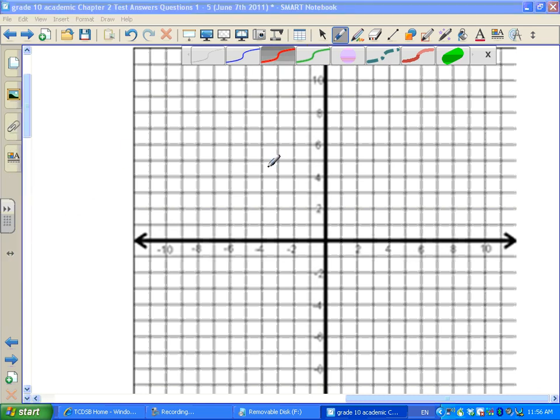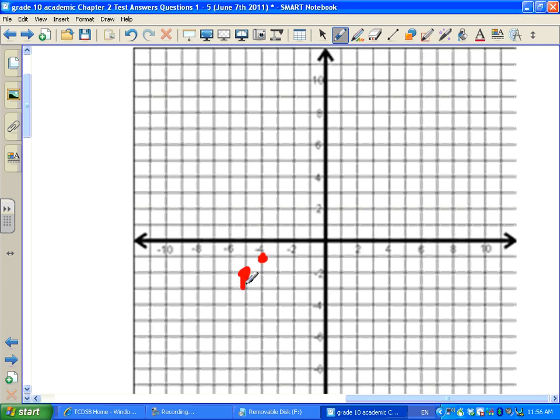Okay, so if you take a look at this, point R is -4, -1. Point S is 0, -4. Point T is 6 and 0. And point U is 0 and 4.